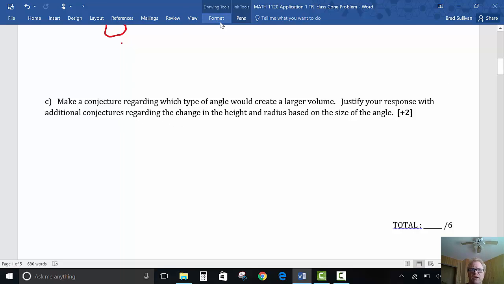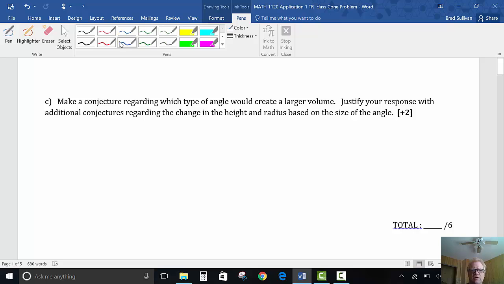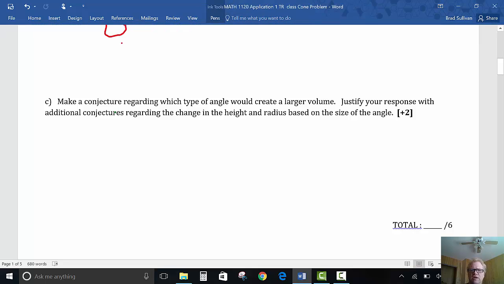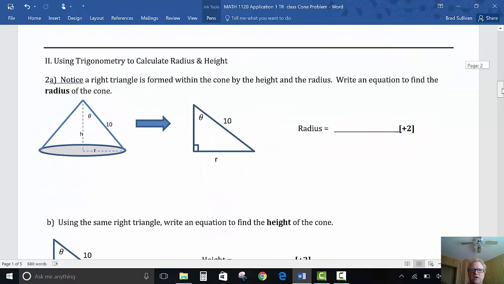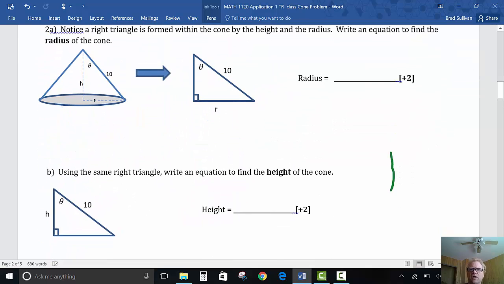And then on the next thing, you're going to look at what's happening to the angle. What happens when the angle changes? What happens to the volume? Again, you'll be able to see that a couple of pages down. All right, now I'm going to go to the second page of your handout, and we'll look at a couple of things on here.